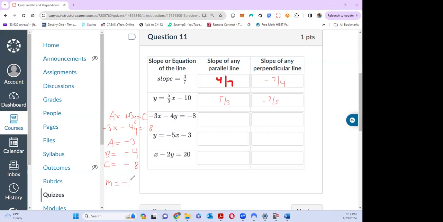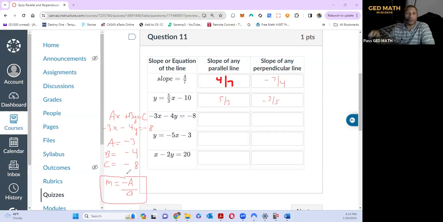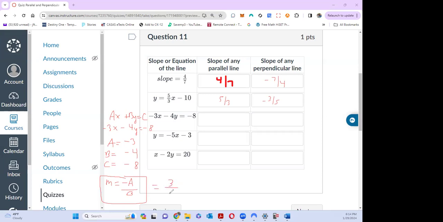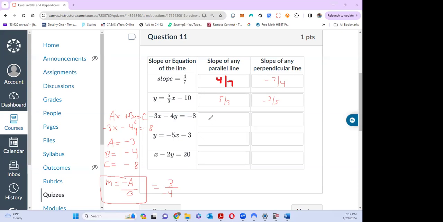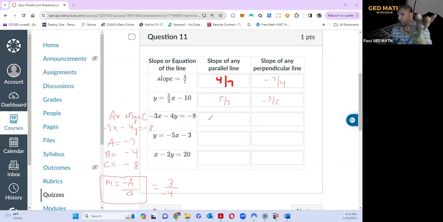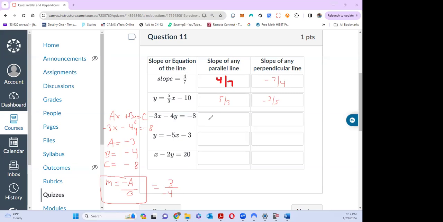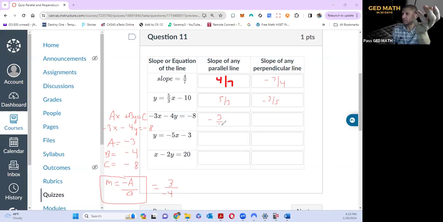What did I tell you? It's negative A over B. I want you to say it out loud until you got it. So negative A over B. So if A is negative 3, what's negative A? Positive 3. And what's B? B is negative 4. So 3 over negative 4. What's the slope of this equation? It's 3 over negative 4. But do you usually say the slope is 3 over negative 4? You either say positive or just negative 3 over 4. So the slope of this line is negative 3 over 4.